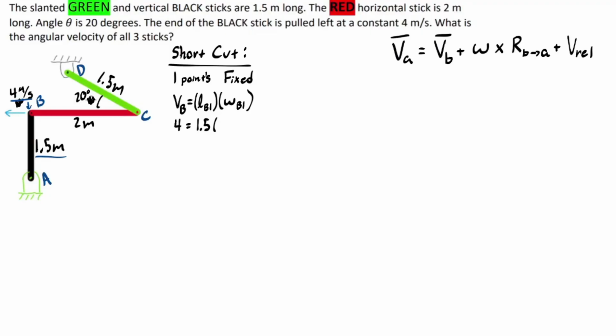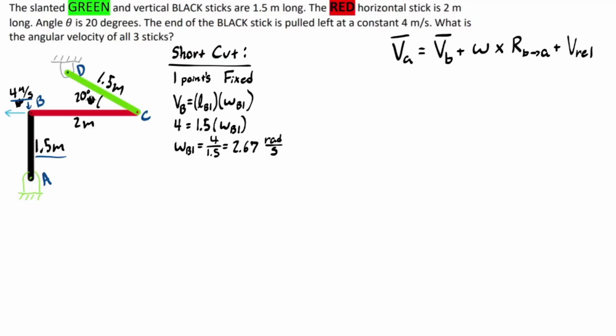And that's times the angular velocity of the black rod. All right, one equation, one variable, we can just solve. So our black angular velocity is equal to 4 over 1.5, or just about 2.66. We'll just say 6.7. I think it's 2/3. And that is radians per second, right?